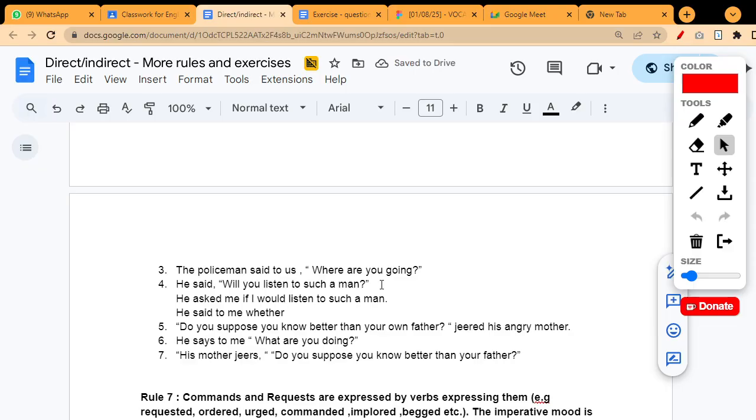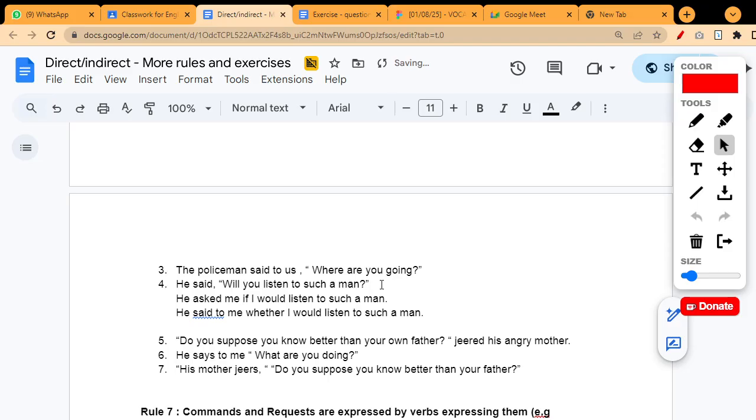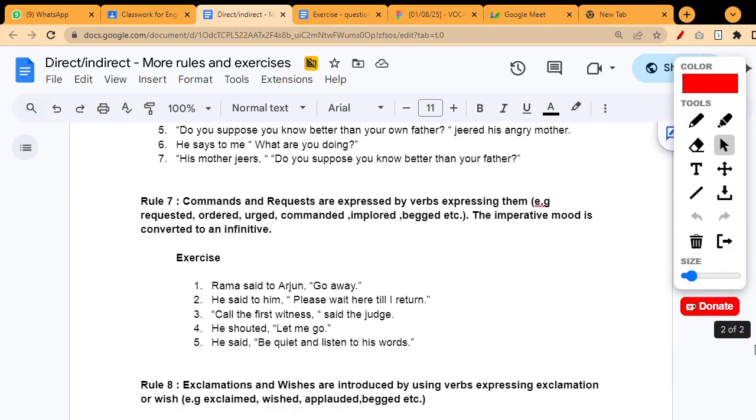Instead of that, I say whether. You don't use if in this case. If is used when we have a question starting with will, okay? But if we are not using that, it is covered by the word whether. He said to me whether I would listen to, the rest remains the same, such a man. Okay, so the rest of the sentences please attempt and send me your work.